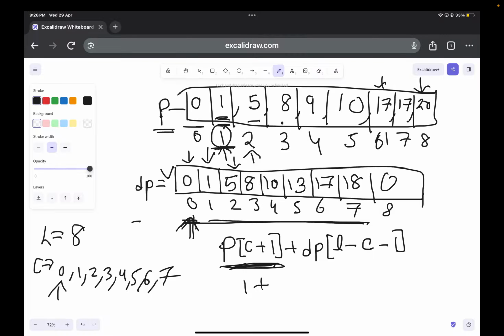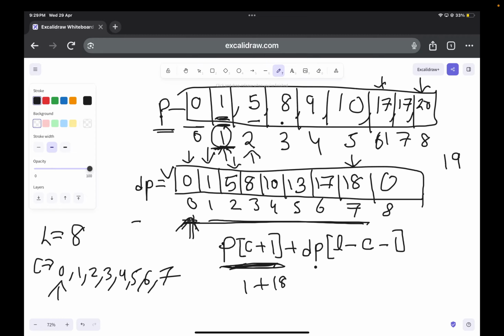So 1 plus dp of, after cutting 1, what is remaining? 7, right? So dp of L, which is 8, 8 minus c, where c is 0. 0 plus 1 I am cutting. So 8 minus 1 is 7. So dp of 7, what is dp of 7? 18. So 1 plus 18 is what? 19.